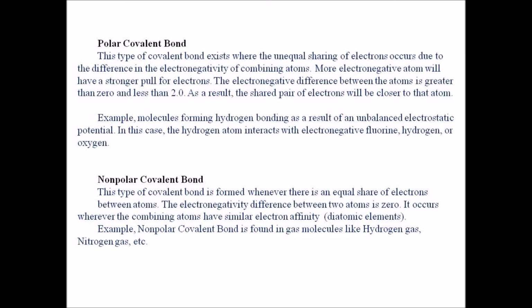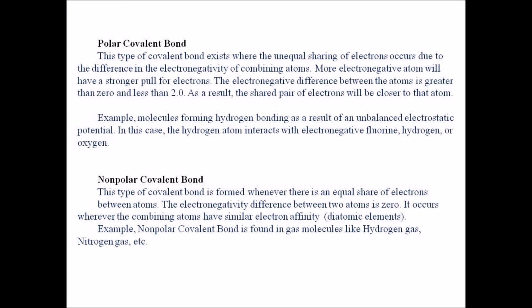What is a polar covalent bond? Here unequal sharing of electrons takes place between two atoms. That forms a polar covalent bond. As a result of the polarity of the atom or molecule, delta positive or delta negative charges will form. A polar covalent bond forms by unequal sharing of electrons due to the difference in the electronegativity of the combining atoms. The most electronegative atom will have a stronger pull on electrons. The electronegativity difference between the atoms is greater than 0 and less than 2.